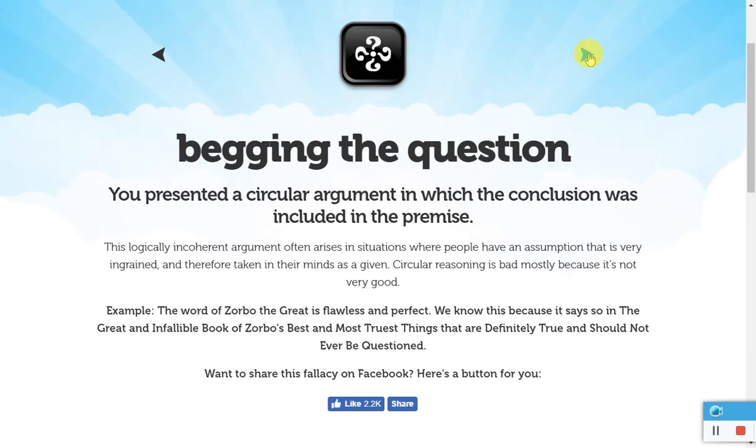This logically incoherent argument often arises in situations where people have an assumption that is very ingrained and therefore taken in their minds as a given. Circular reasoning is bad mostly because it's not very good. Example: the word of Zorbo the Great is flawless and perfect. We know this because it says so in the great and infallible book of Zorbo's best and most truest things that are definitely true and should not ever be questioned.